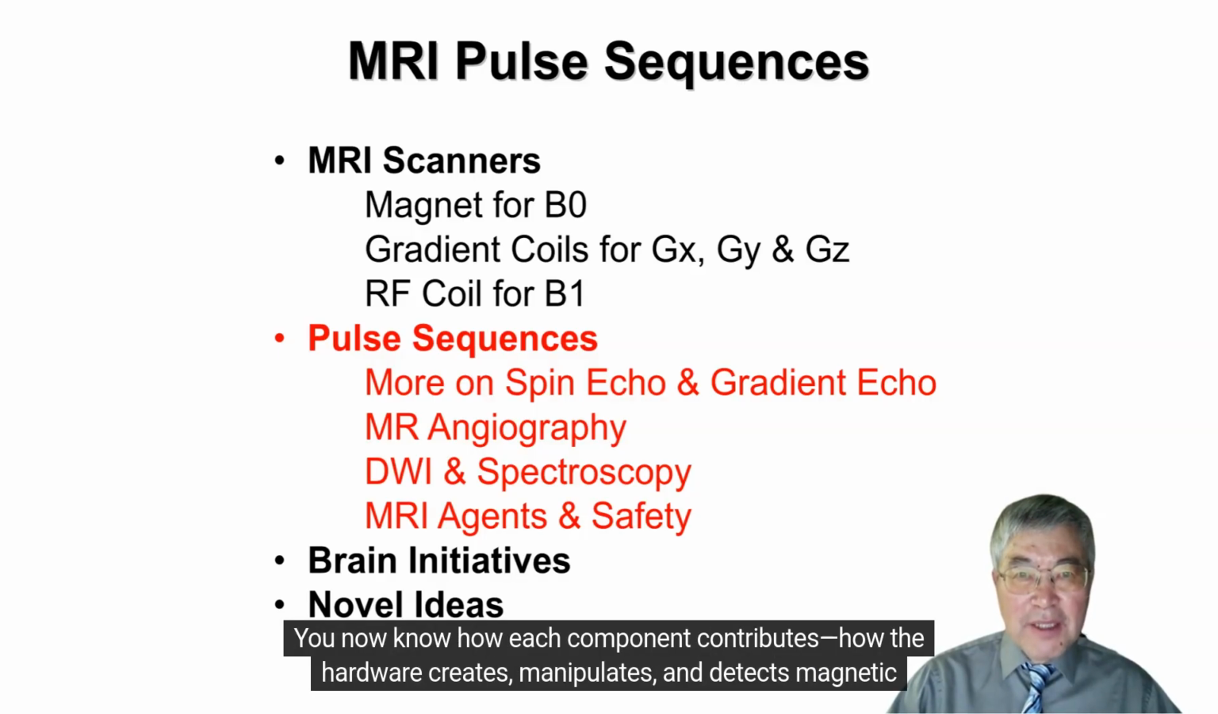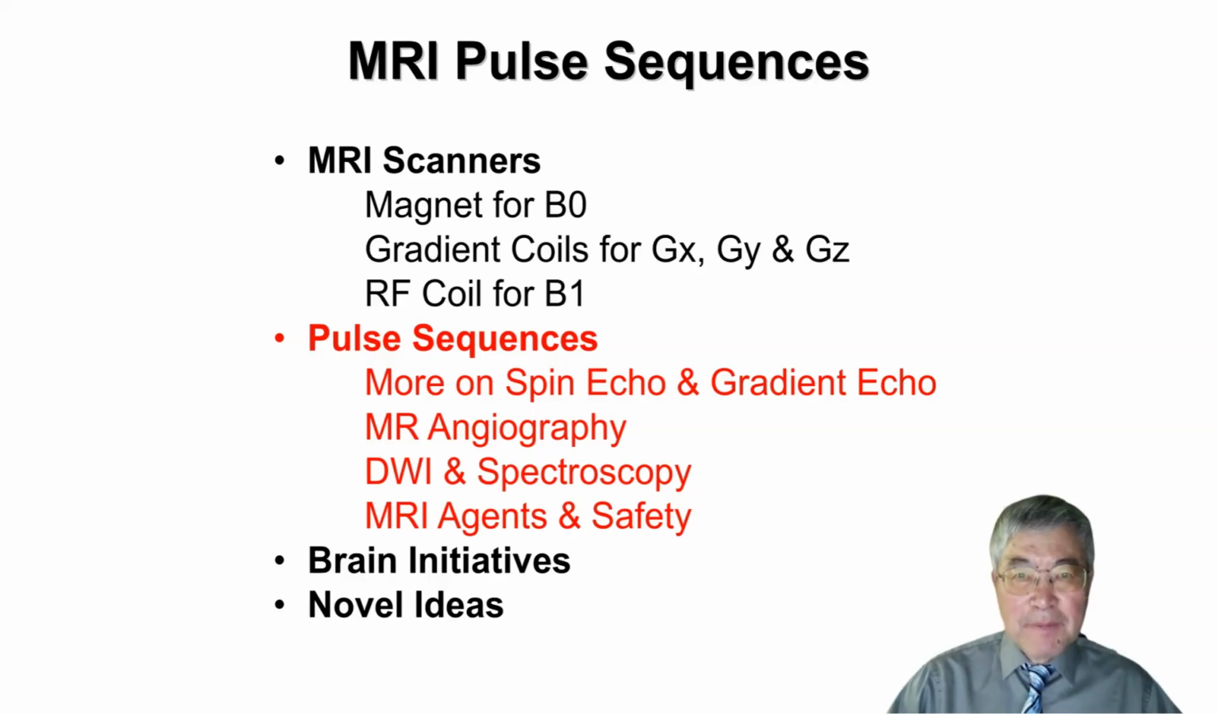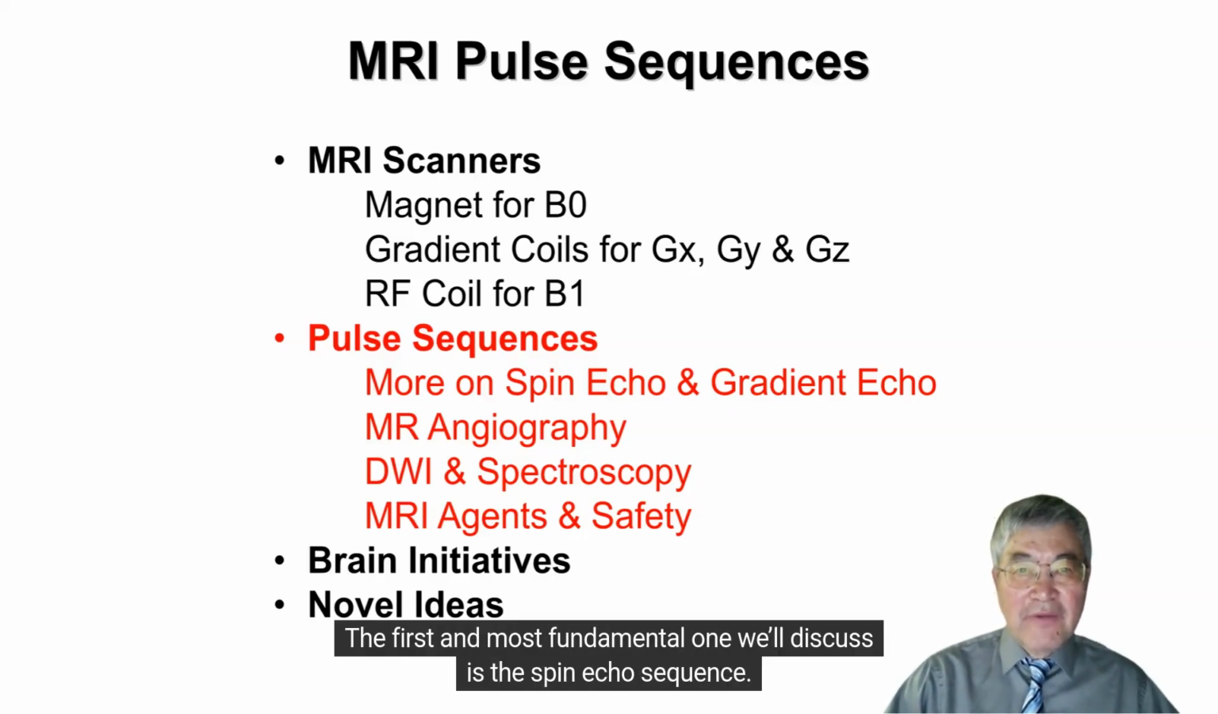You now know how each component contributes, how the hardware creates, manipulates, and detects magnetic signals that form the basis of MRI imaging. Next, we'll move on to the pulse sequences, which define how we control these fields in time to generate different types of images. The first and most fundamental one we'll discuss is the spin echo sequence.